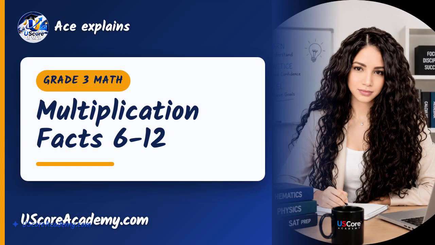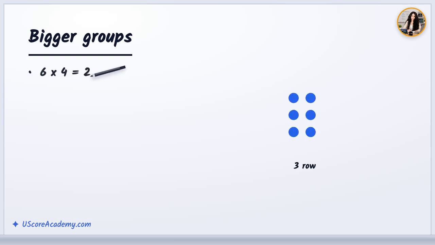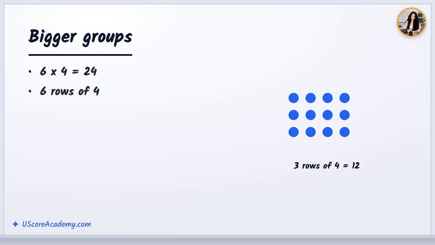Let's learn multiplication facts 6 to 12 together, step by step. The bigger facts work the same way as the small ones. 6 times 4 means 6 rows with 4 in each row. Count every dot and you reach 24. The numbers are larger, but the idea is exactly the same.